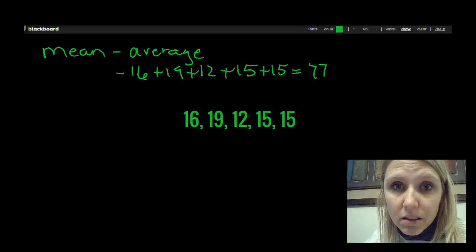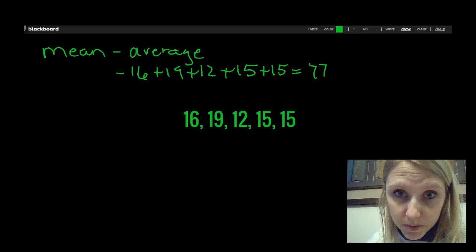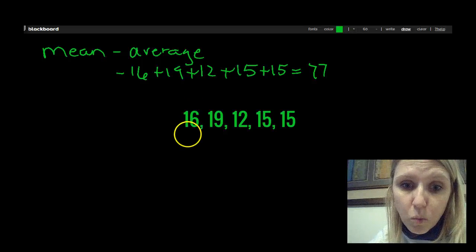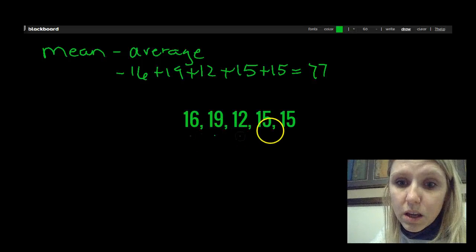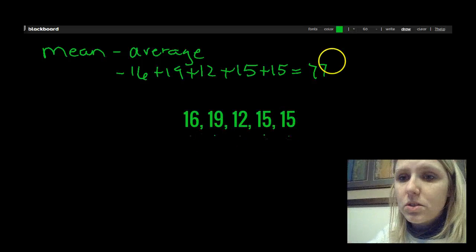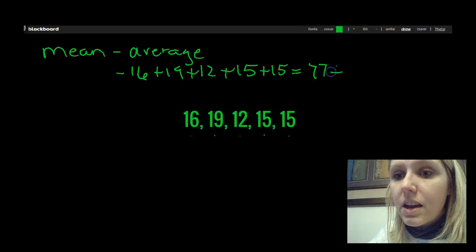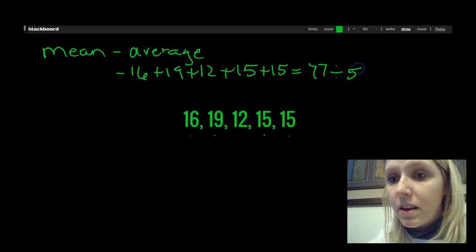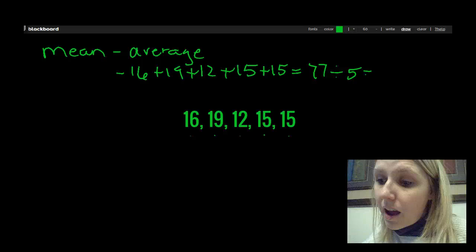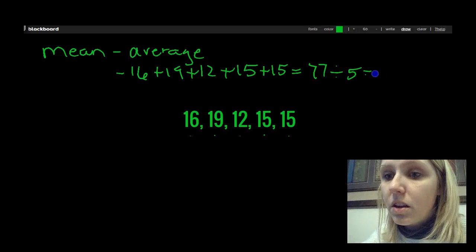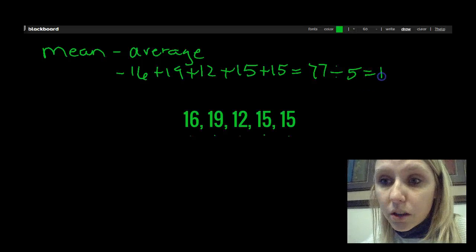But we're not done yet. We need to divide it by the number of numbers we have. We have 1, 2, 3, 4, 5 numbers. So let's take 77 and divide it by 5. And when we do that, we have a number of 15.4.